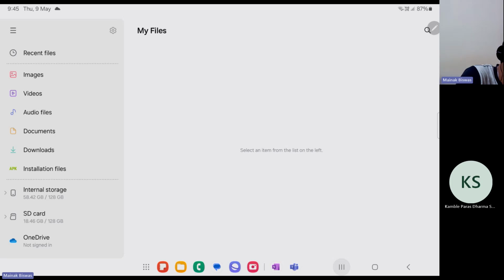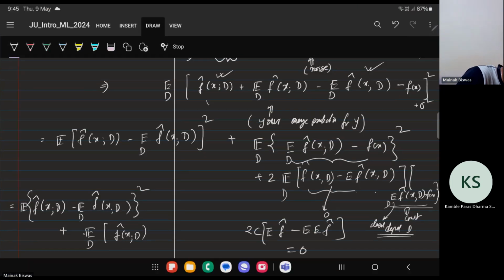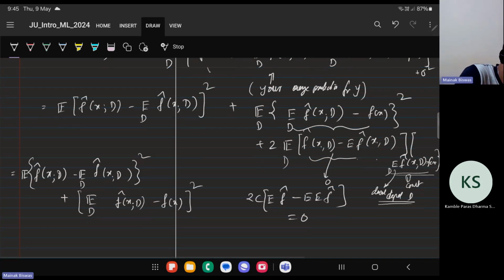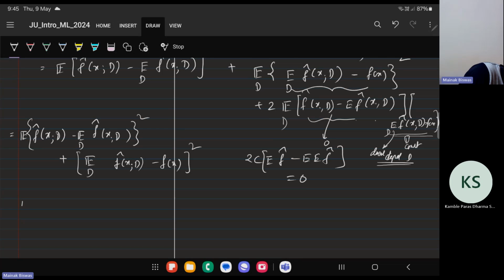Look at this interesting thing that you have. What do you have? Minus f of x whole square. So your term becomes what? Your expected value over d, expected value of x, f hat of x comma d minus y whole square becomes expected value. So this is nothing but the variance of f hat of x comma d.